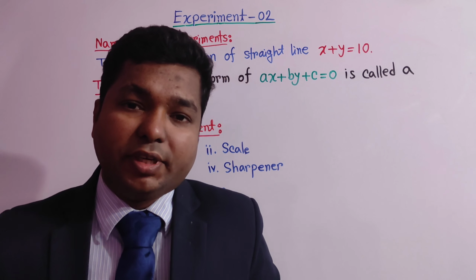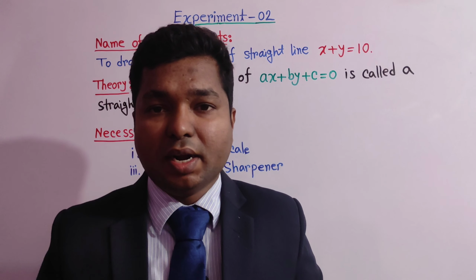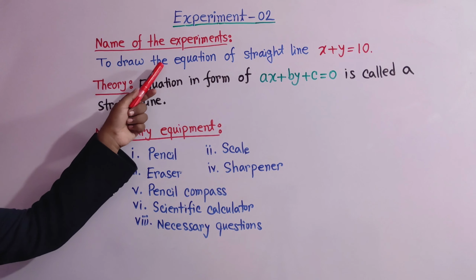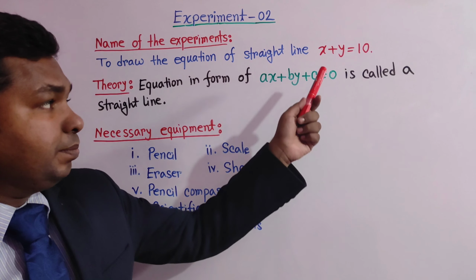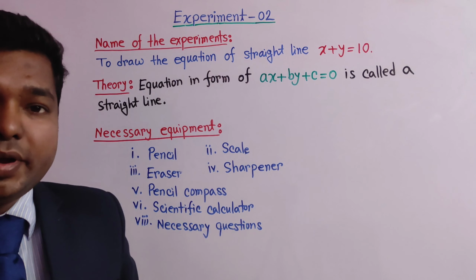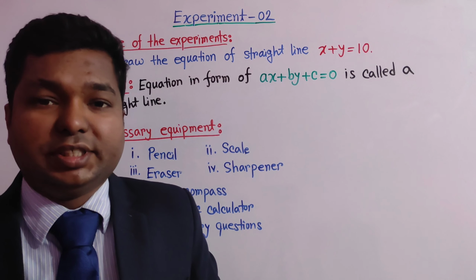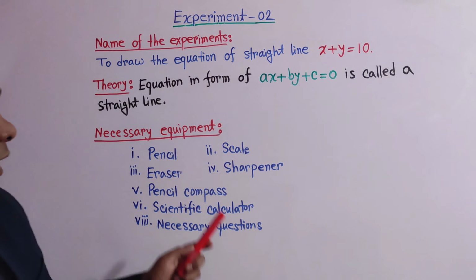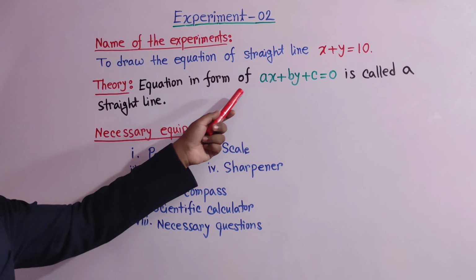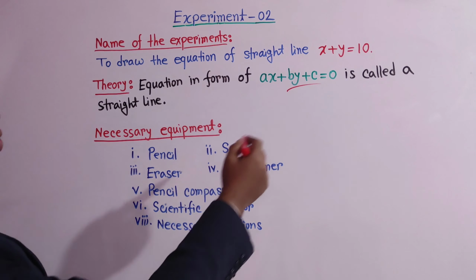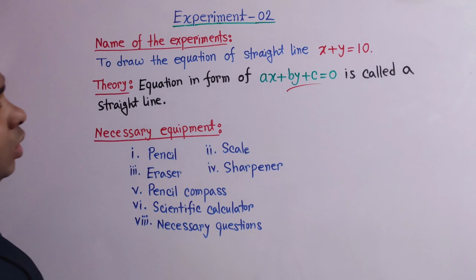My dear students, now we discuss our second experiment. Here the experiment number 2, name of the experiment: to draw the equation of a straight line x plus y equal to 10. Now theory: equation in form of ax plus by plus c equal to 0 is called a straight line, and our given equation is in this format. So this is the equation of a straight line.